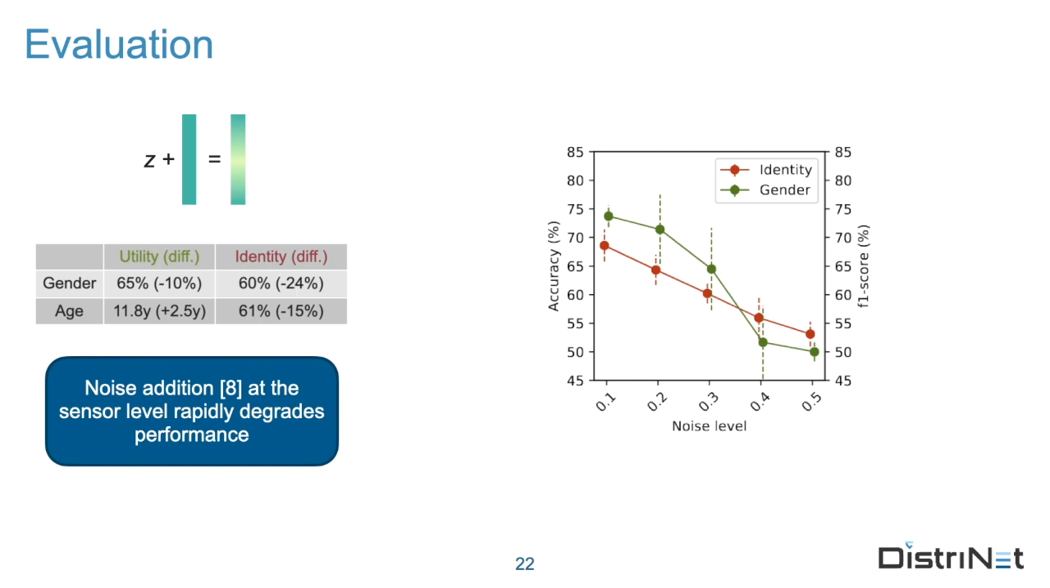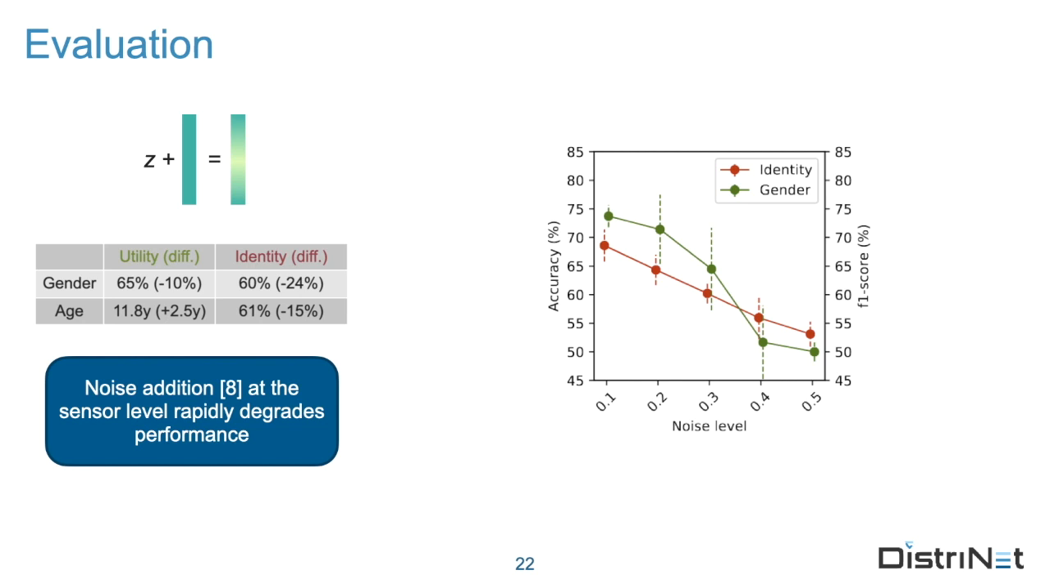The first privacy enhancing strategy we test is the addition of uniform noise at the sensor level. On the right, you can appreciate how adding noise is effective in reducing the identifiability of the user, the red line, but at the same time penalizes the primary utility at the point where it becomes useless for the main task. In the table, the results for a given privacy level of 60% of identification accuracy. In brackets, you can see the difference between the actual technique and the baseline. We lose 10 points in the gender accuracy and 2.5 years in the age estimation task.